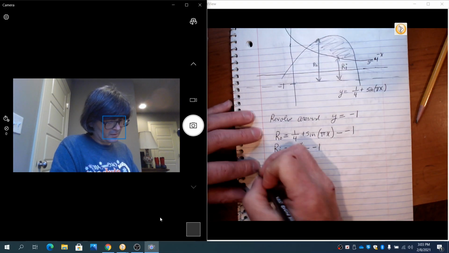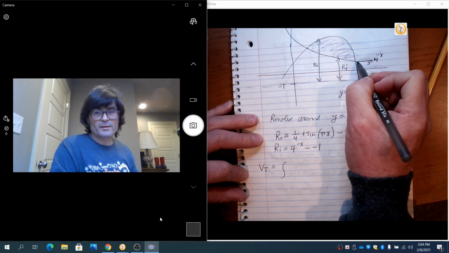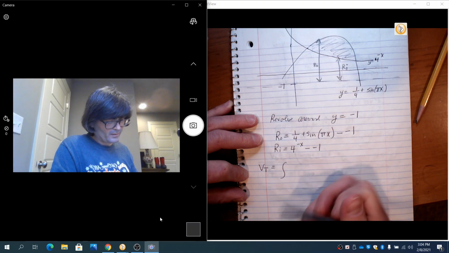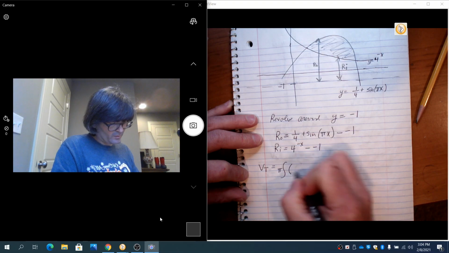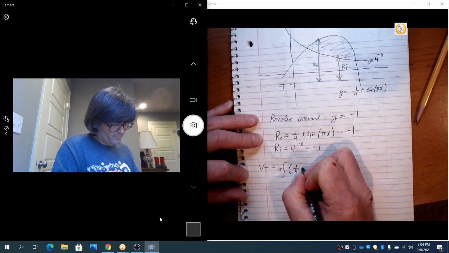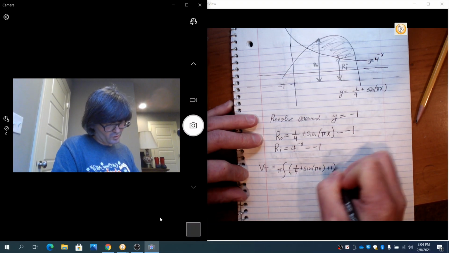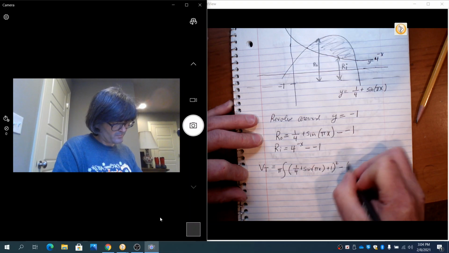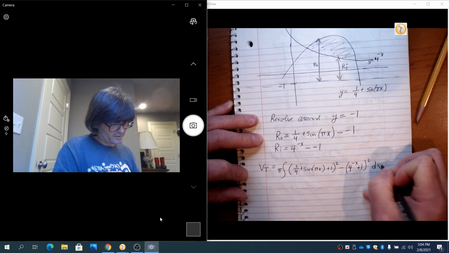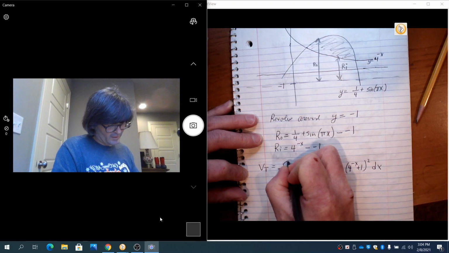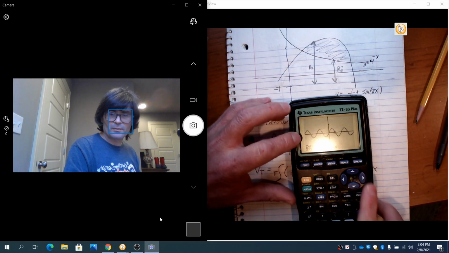And so now if I write the total volume, we're going to integrate from here to here. I don't know what those are. I have to figure that out. It's going to be pi times the outer radius squared, so it's going to be 1/4 plus sine pi x plus 1 squared, and then minus this, 4 to the -x plus 1 squared dx. So I need my limits of integration. That's my last piece to the puzzle here. And I'm just going to have to find that on the calculator because I sure don't know what they are.